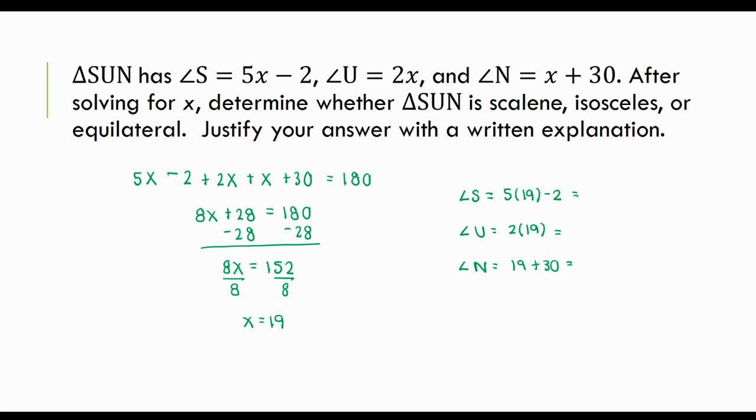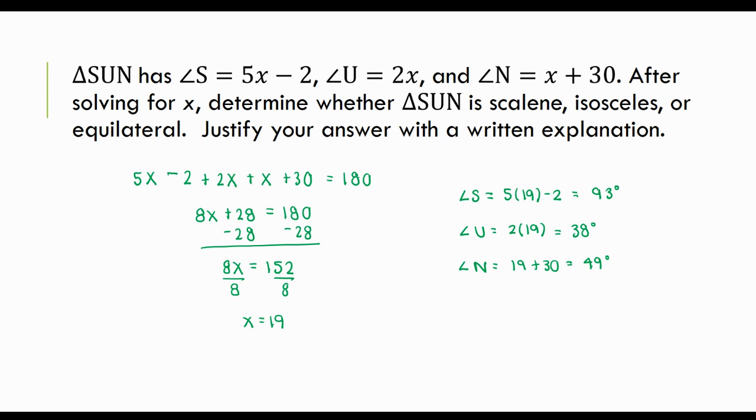Well, 5 times 19 is 95. When I subtract 2, I find out that that angle is 93 degrees. 2 times 19 is going to give us angle U to be a 38-degree angle. And then 19 plus 30 is going to give us 49 degrees for that angle. Okay, so once again, I'm giving us angles.